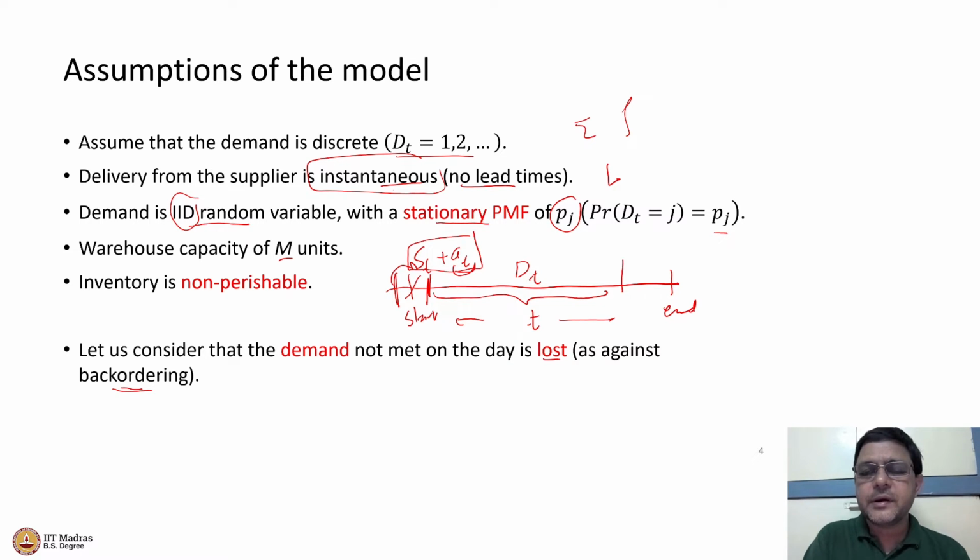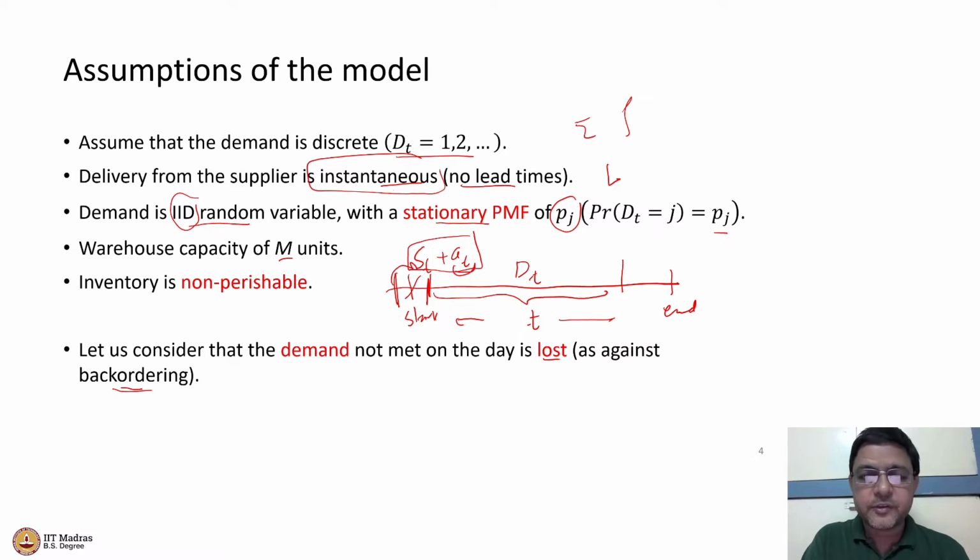And then the demand is incurred, the demand is realized. Sometimes I'm able to meet the demand using ST plus AT. Sometimes I'm not able to meet the demand using the inventory that I have plus the order quantity. Whatever it is, I incur some cost, I incur some revenue, right? Whatever I'm able to sell, I generate revenue.